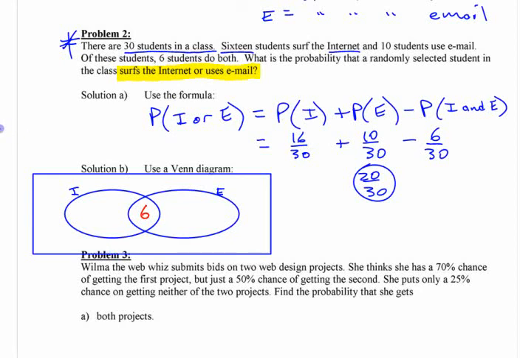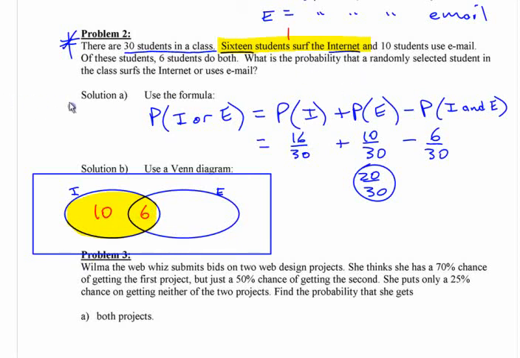And then you need to realize, though, that if 16 use the internet, this whole thing is 16 using the internet, right? That whole thing is 16. So then, how many go in this spot right here? What has to go in that space? 10, right? There's 10 who use the internet but not email.